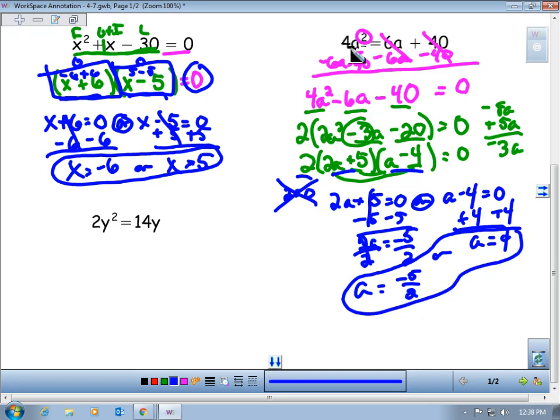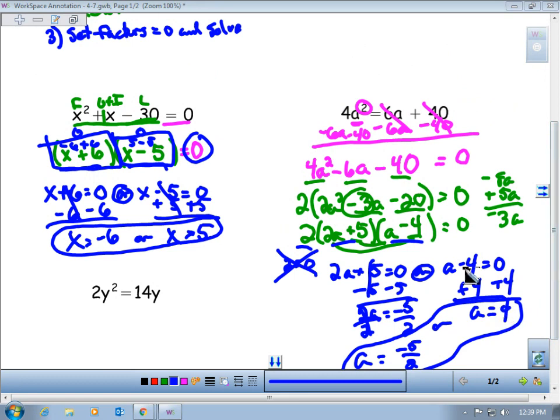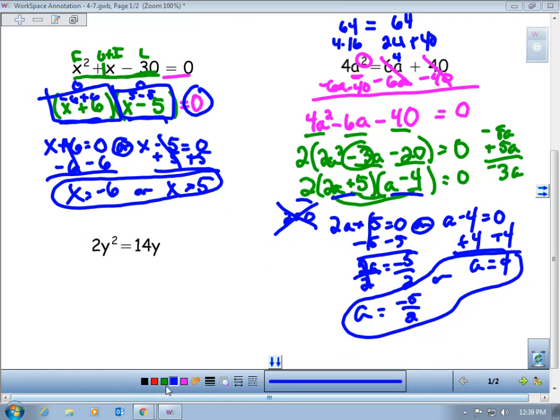And really, if you would go back in and substitute those in there, you should find the same answer. I could do it with 4 here, because 4 squared is 16 times 4, which is 64. Let's see, 6 times 4 is 24 plus 40. So yeah, I get 64 equals 64. So I checked it with 4. I could do it with negative 5 halves, but just believe me, it would come out to an equation that is true. So let's look at this next one here.